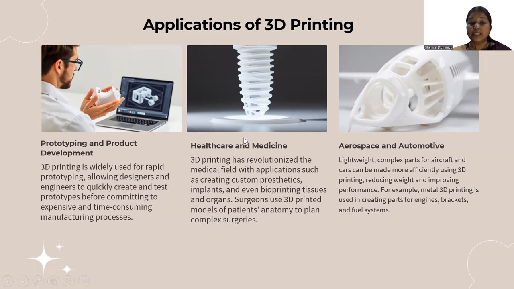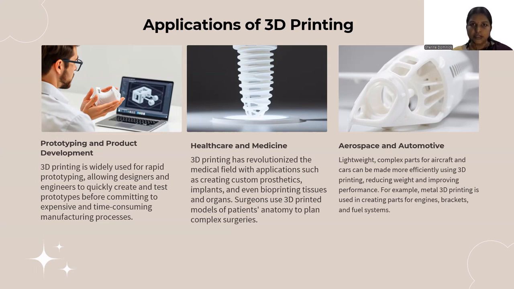The second one is healthcare and medicine. Right in the beginning, I told you that there is a technology called bioprinting. Now, this bioprinting technology can help to develop prosthetics. That is, if a person has an amputated arm, we can develop a prosthetic arm or an artificial arm or leg, which helps the person to move about.